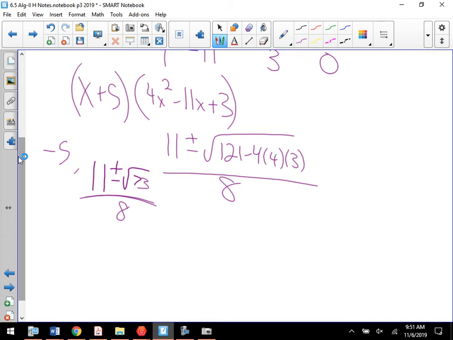Oh, and remember, guys, you do not need to rewrite this thing out twice. Just leave it like that. Anytime you get a quadratic with the plus minus stuff, you can leave it as that, and that's fine. I'm okay with that.